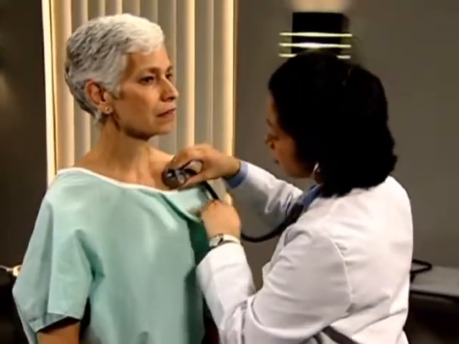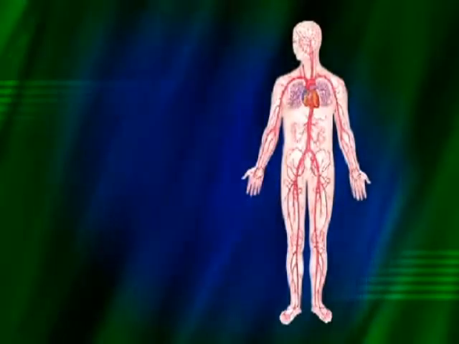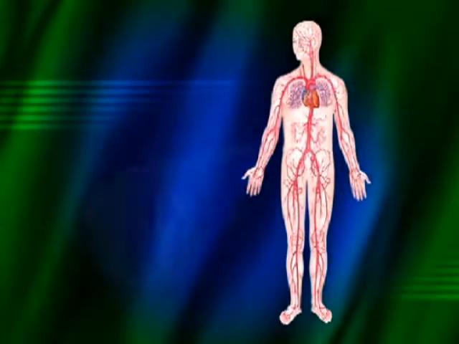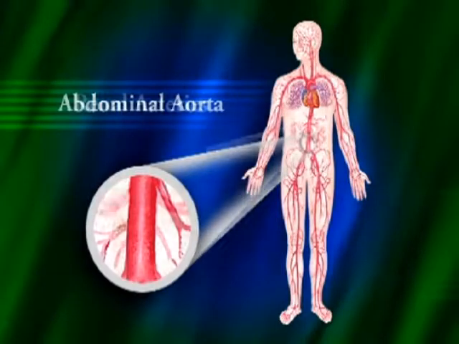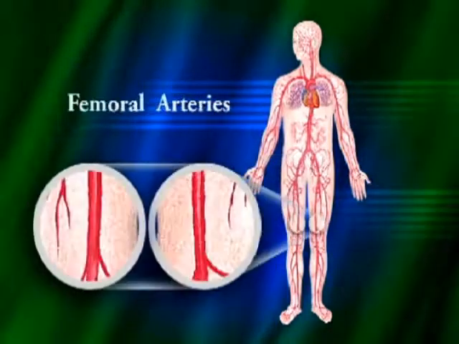If indicated, auscultate for bruits over the subclavian arteries. Other sites to auscultate for bruits may include the abdominal aorta, renal arteries, iliac arteries, and femoral arteries.